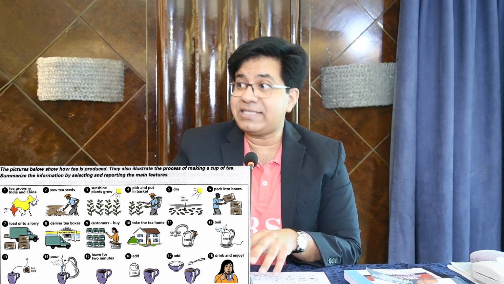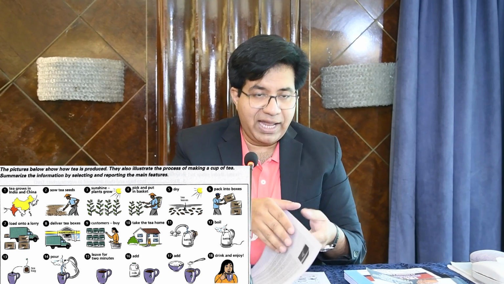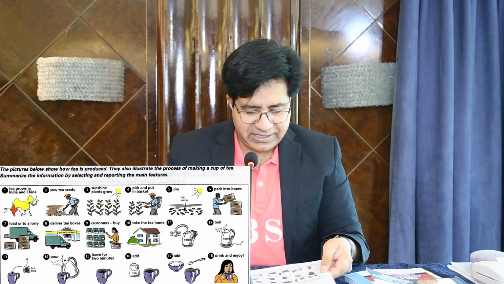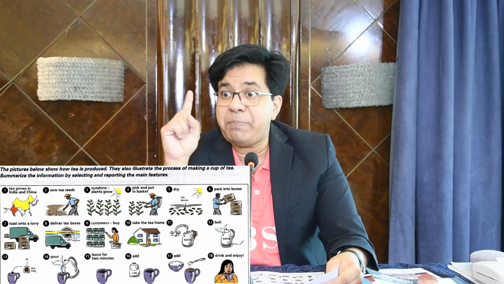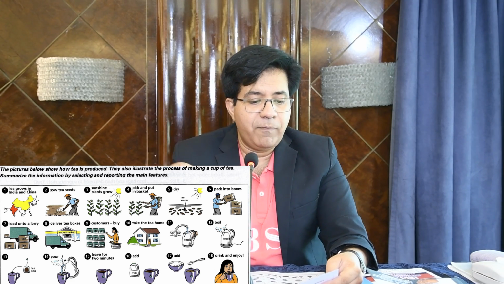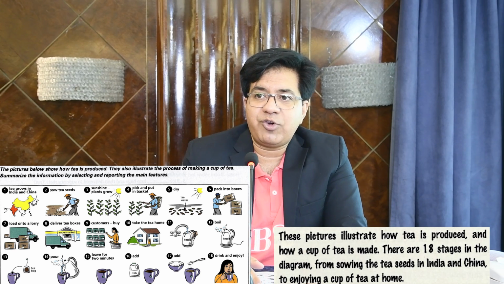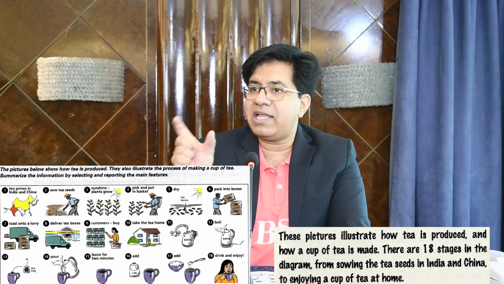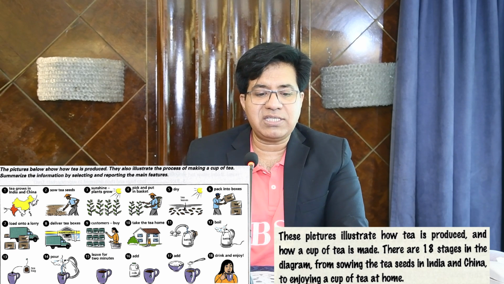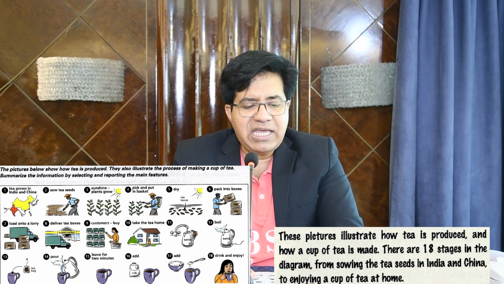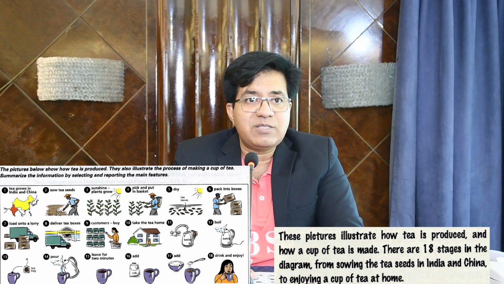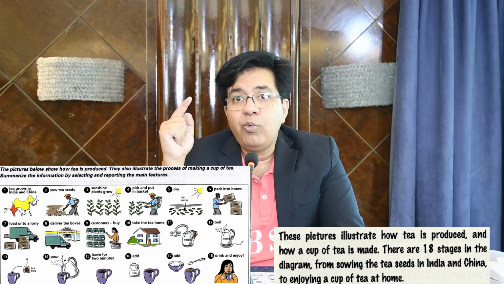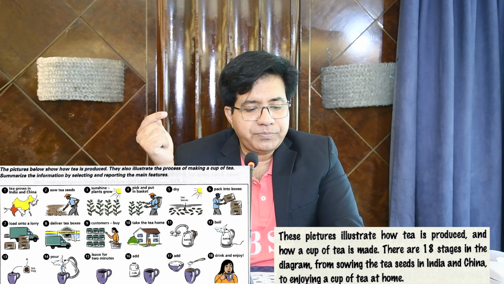Now we see a sample answer. Please come to that sample answer, which is on page number 107. For a diagram, you use passive voice. Keep that in mind. So, these pictures illustrate how, copy this sentence as it is. These pictures illustrate how tea is produced, and how a cup of tea is made. One sentence, what the diagram is all about.